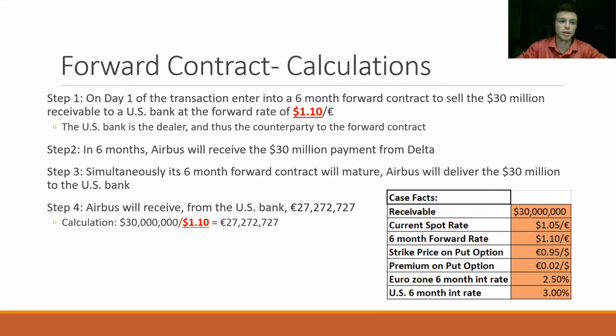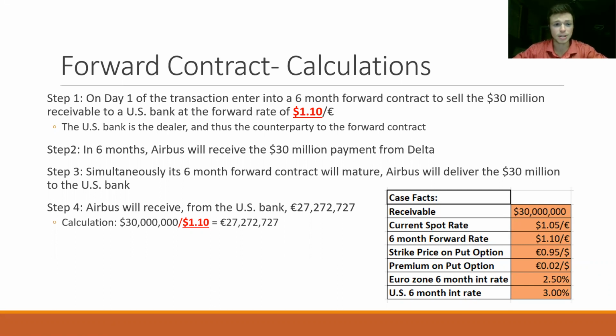Now, in terms of the calculations, step one for the forward contract, and I'll put the case facts here to make it easier to keep up a little bit. On day one of the transaction, Airbus will enter into a 6-month forward contract to sell forward that 30 million US dollar receivable to a US bank at the forward rate of $1.10 per euro. In this case, the US bank is the dealer, and thus they are taking the opposite side of Airbus. They're the counterparty to the forward contract.